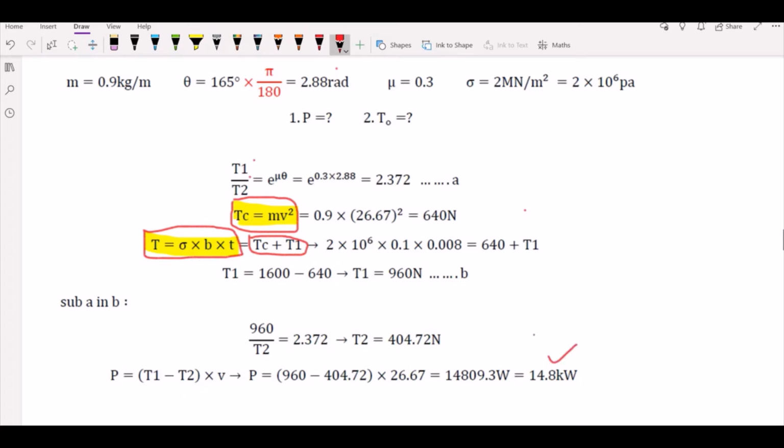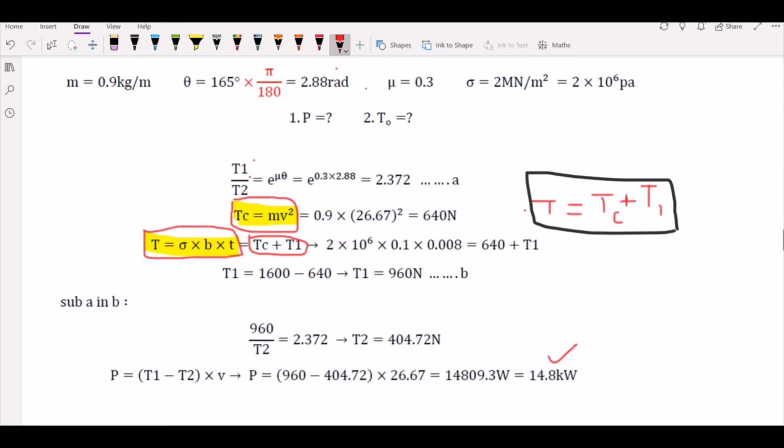So this is about problem number 7. I hope I am clear till this problem. In this problem we need to remember this relation. As we know, T is equal to Tc plus T1. This is also another very important relation. Please try to note it down.